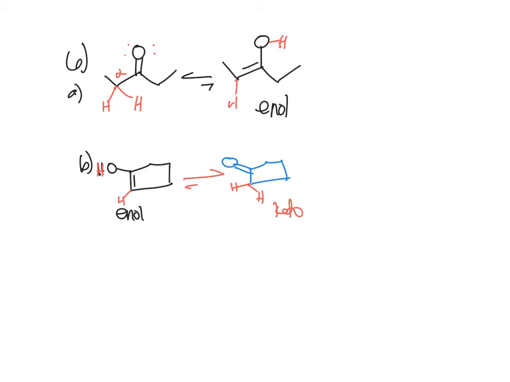Okay, for 7A, unsymmetrical ketones can form two enol forms.